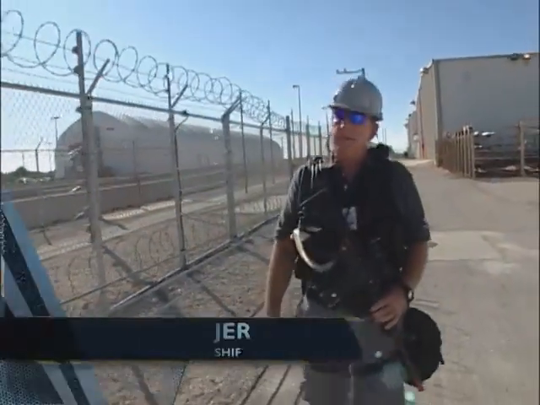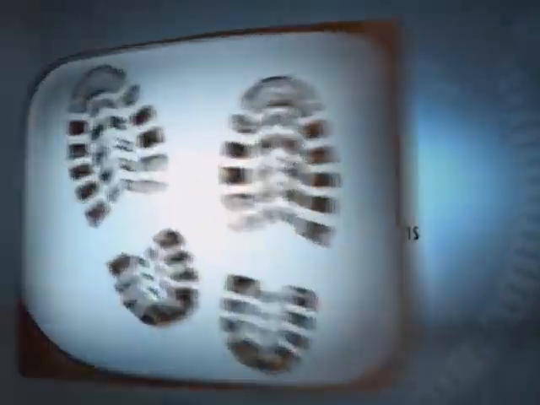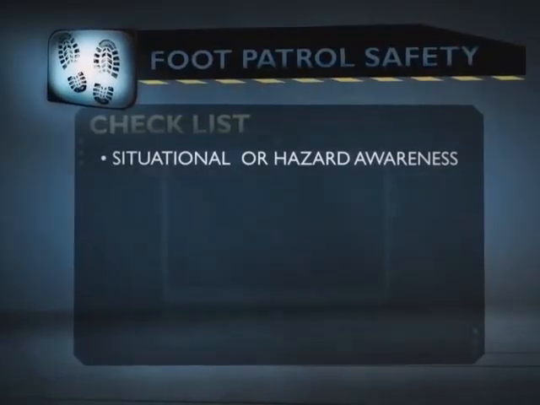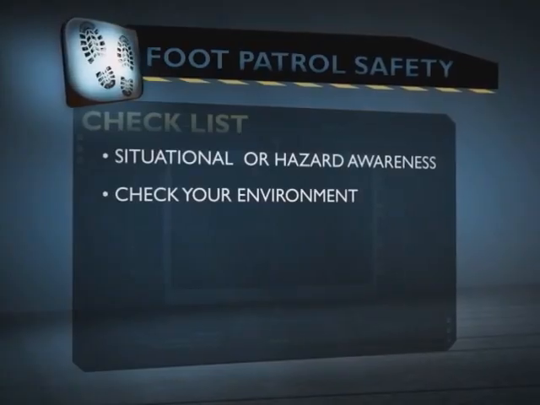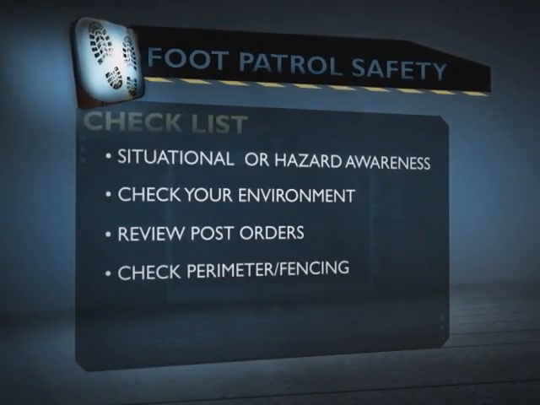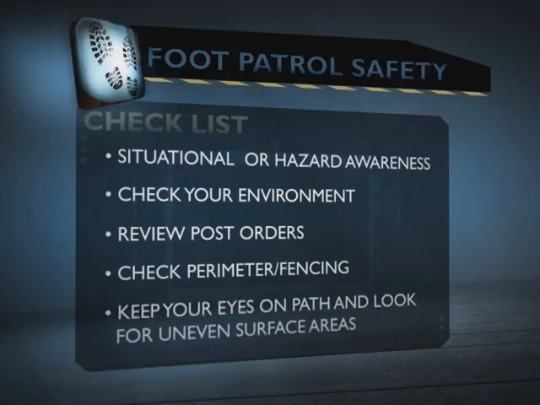While conducting a perimeter patrol, the officer should keep safety in his mind at all times. By safety being situation awareness or hazard awareness. Checking his environment, not only checking his post assignments and the perimeter fencing, and making sure that the area he's walking from a flat surface area to an uneven surface area. He wants to keep his eyes on path and utilize those safety reminders to keep a safe patrol at all times.